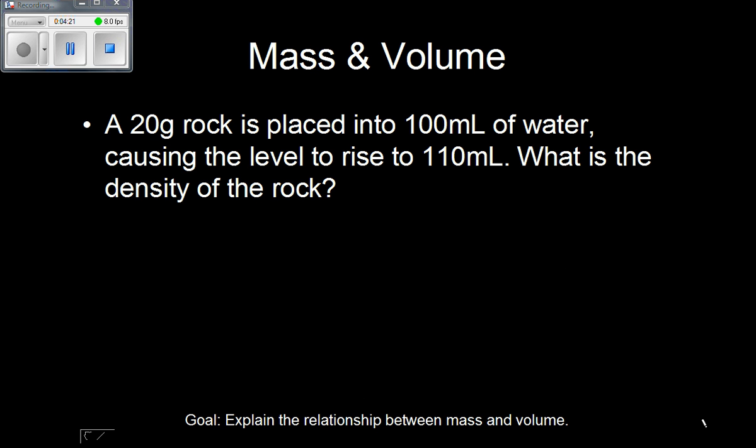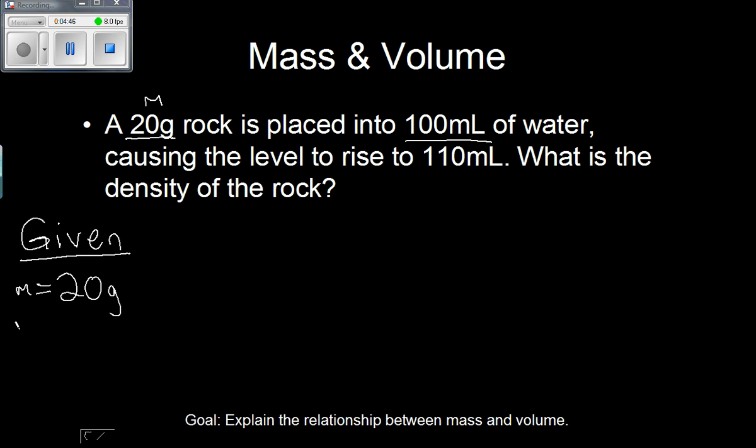A 20-gram rock is placed into 100 milliliters of water, causing the level to rise to 110 milliliters of water. What is the density of the rock? So step 1 is to identify what information you've been given. In this problem, we see that you've been given a mass of 20 grams. We've been given a volume of 100 milliliters. And we've also been given a volume of 110 milliliters.